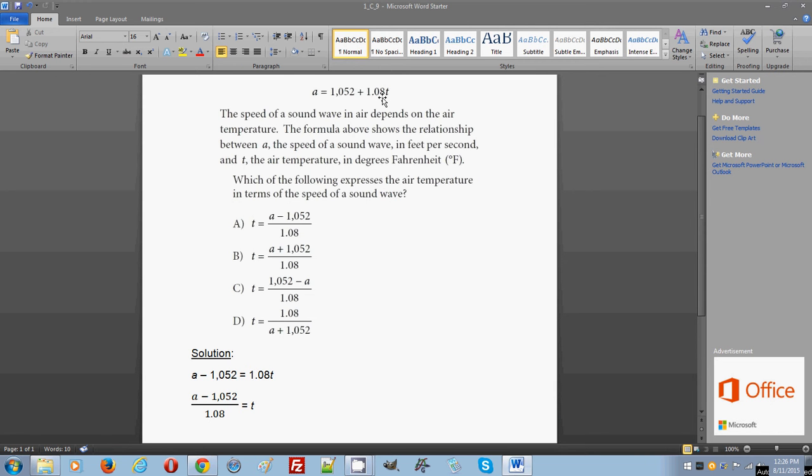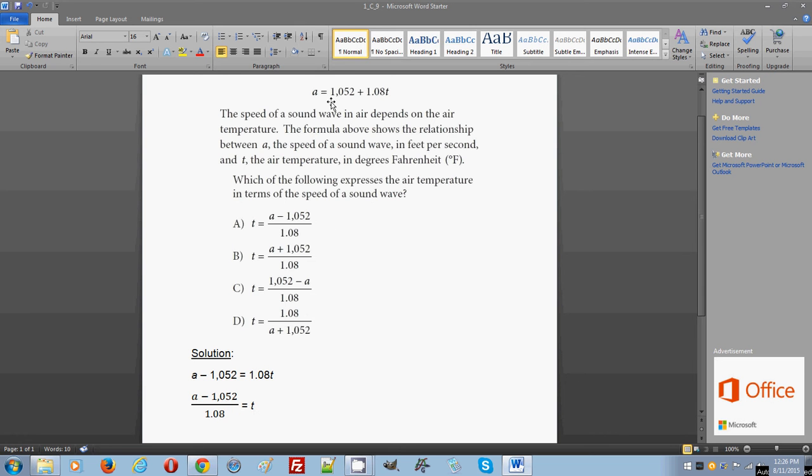So now it asks you which of the following expresses the air temperature in terms of the speed of a sound wave. So they're asking you to isolate the t and make the t be just by itself on one side of the equation and the rest of all these numbers, including the a, on the other side of the equation. So how do we do that? So the solution is as follows.